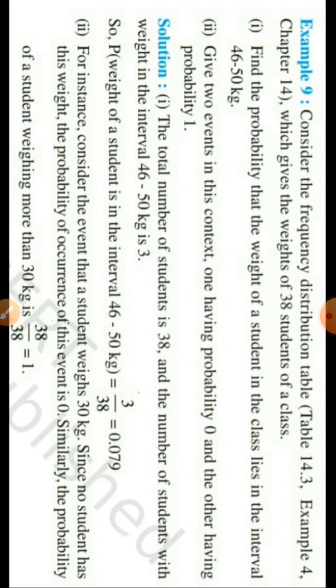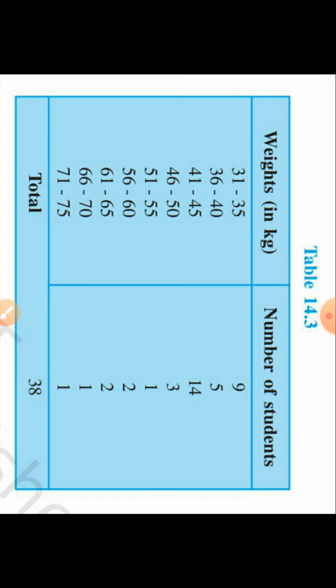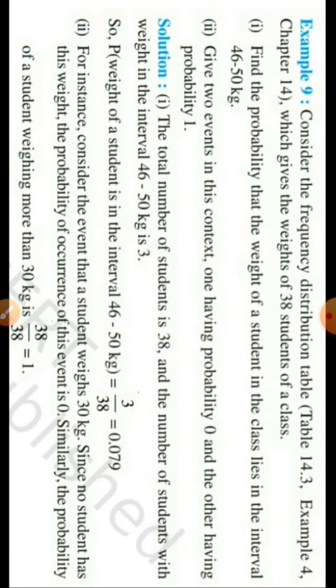Now look at the second question. Give two events in this context, one having probability 0 and the other having probability 1. So again look at the table. Now weight starts from 31 and the maximum is 75. So accordingly you can make your question. We have to form a question, not give an answer. So accordingly you can form a question like this.